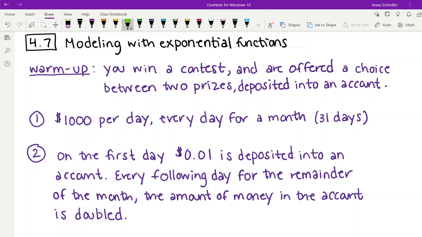Personally, if I didn't know what I know, I might actually guess the first option because it just sounds better, right? You're getting $1,000 a day. That's a lot of money. And it is. And it's guaranteed, right? It's $1,000, another $1,000, another $1,000. Whereas the second option, it just feels like you're really not going to be getting that much money, right? You get 1 cent, you get 2 cents, you get 4 cents. That doesn't compare to getting $1,000 a day.